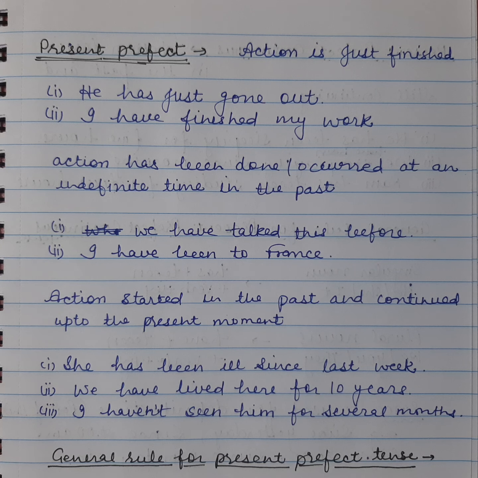The second scenario could be that the action has been done or occurred at an indefinite time in the past. We don't know when that action happened, and we don't mention that in the sentence. For example, we have talked about this before. We have already talked about this matter before, so no need to discuss it now. Or, I have been to France. I have already visited France in the past.